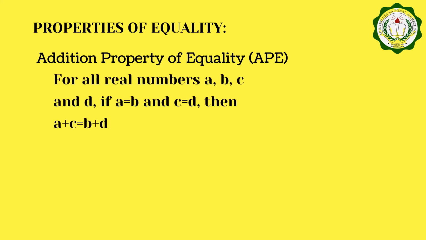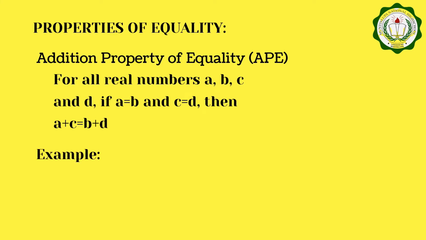The addition property of equality states that for all real numbers A, B, C, and D, if A is equal to B and C is equal to D, then A plus C is equal to B plus D.